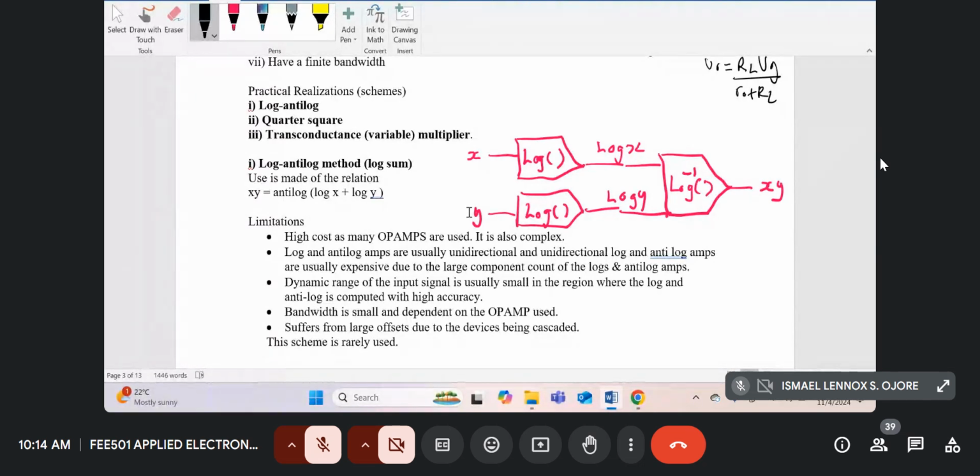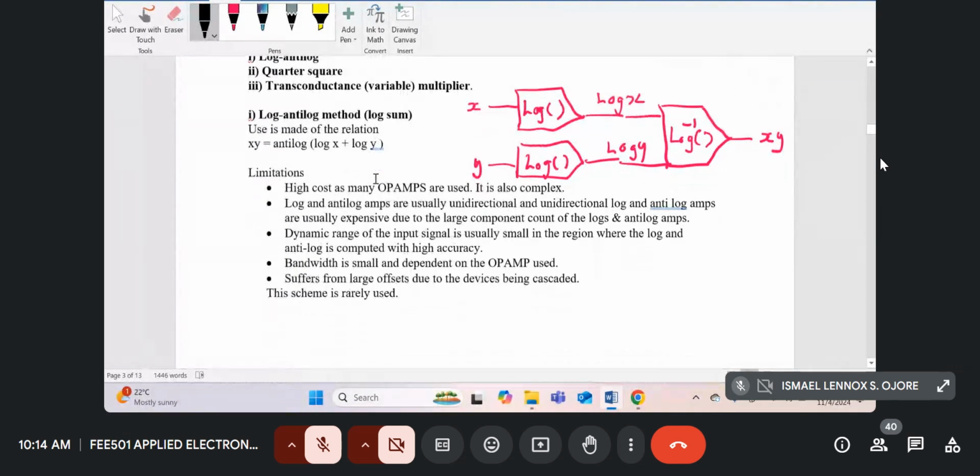To make a log amplifier which is not unidirectional will be much more complicated, but it's easy to do so. But it makes this circuit very complicated. So we don't use this circuit. We don't use this form of implementation, the form of implementation called the log anti-log. So all this we discussed in the previous class.